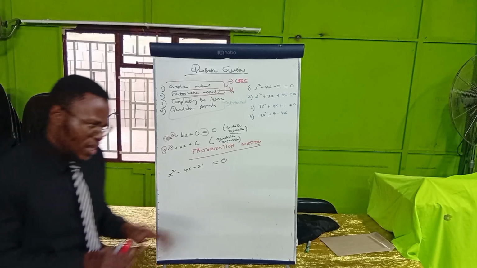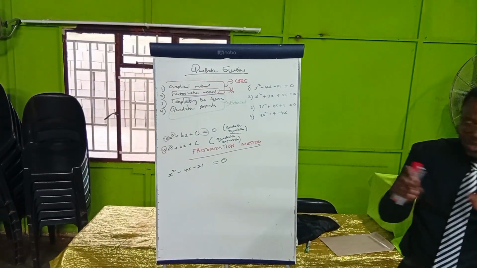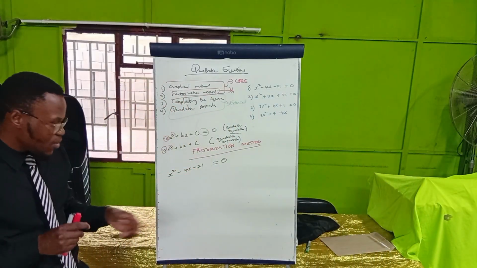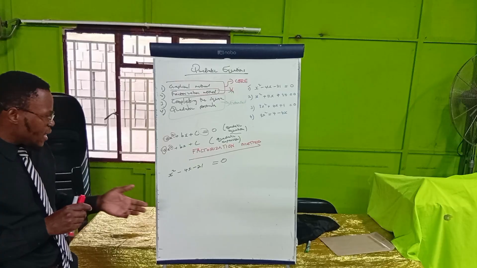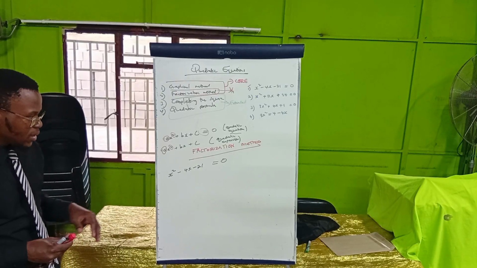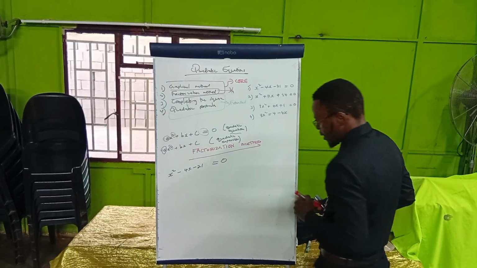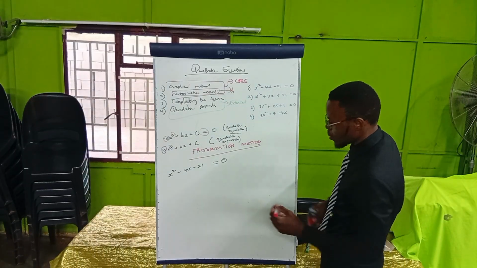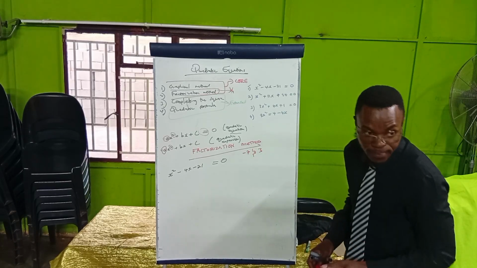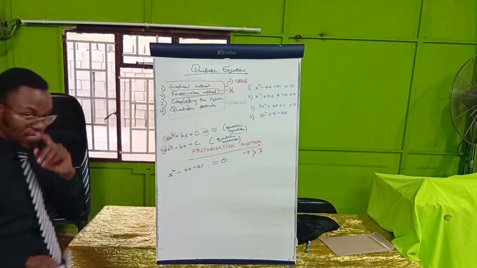So what you can do, you can list out the factors of 21, and then try to find those factors which, when you multiply, give you negative 21, and when you add, give you negative 4. If you have done this numerous times, it becomes easy to find the values. So notice that it will be negative 7 and 3. Now let's test it out and see if it works.